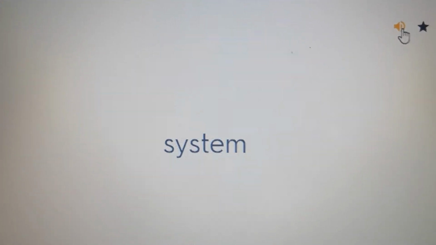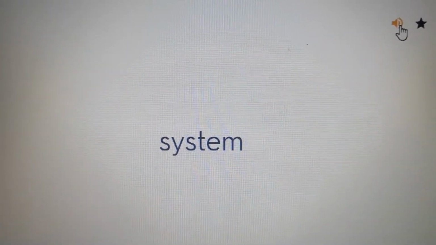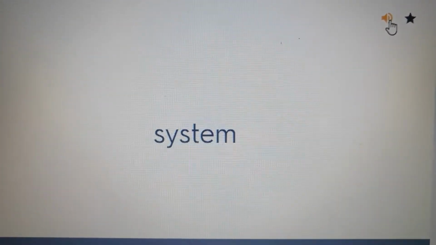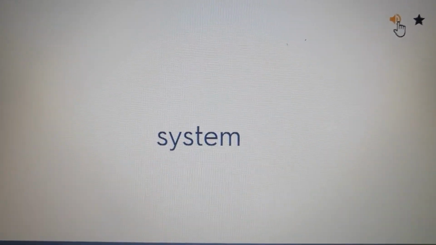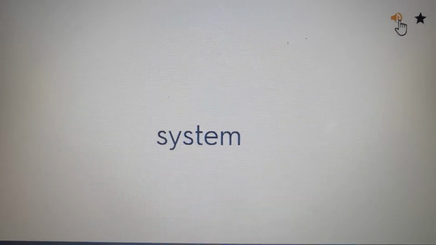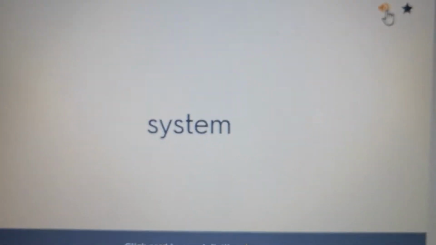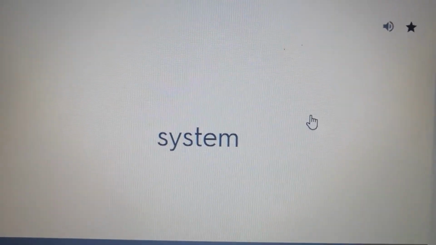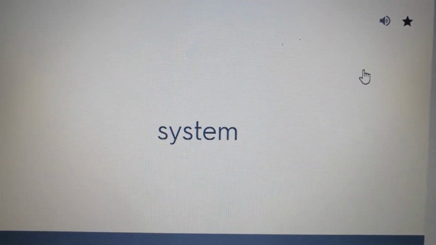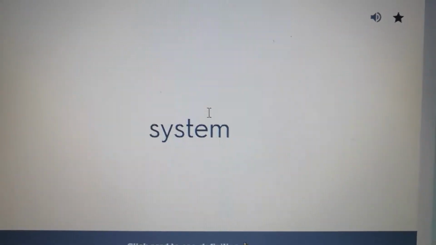Open your book to page 116. First, you have to listen carefully and say the words, or pronounce the word, after the audio, so you will learn how to say the word correctly. The first word is system. System. How to say the word correctly? System. Okay, so what is a system?